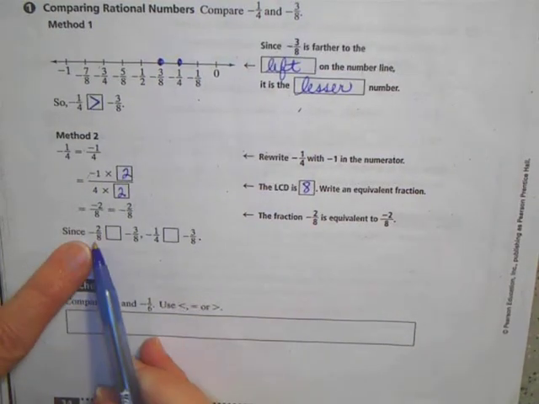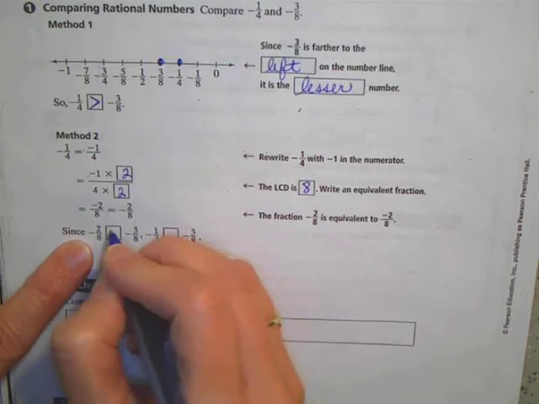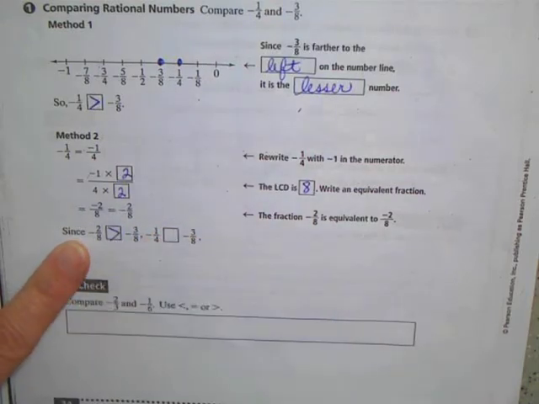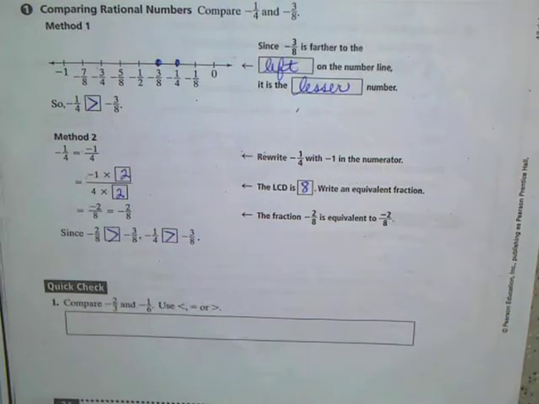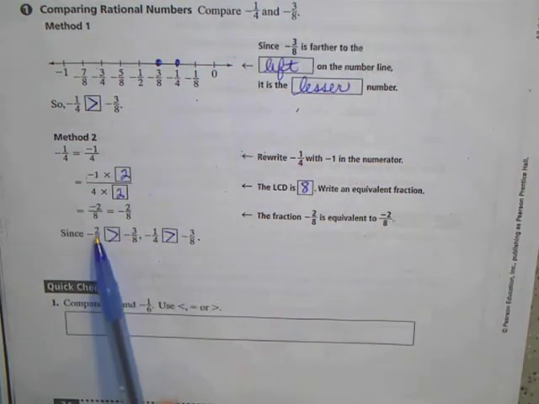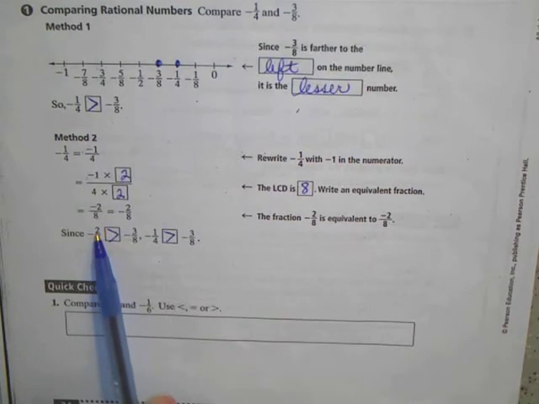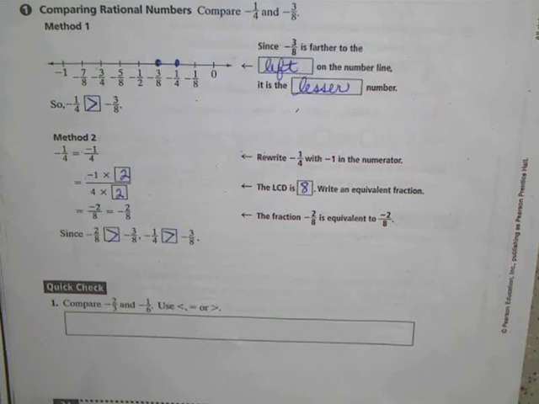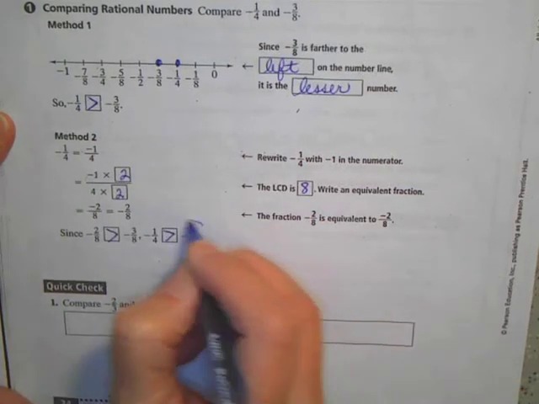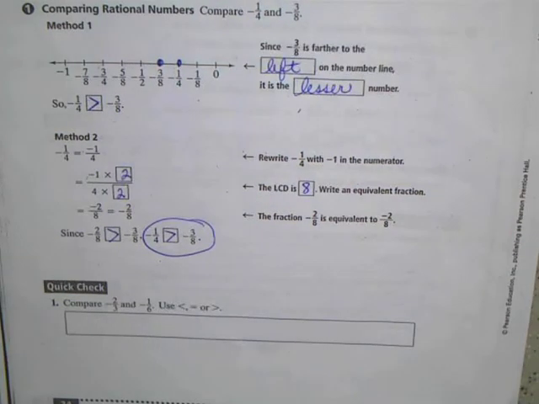Since -2/8 is closer to 0 than -3/8, -2/8 is greater than -3/8. So therefore I can say that -1/4 is greater than -3/8. And in this case, again, if I just consider numerators, -2 is closer to 0 than -3. So that's going to make the -2 larger. So -2/8 is greater than -3/8. Gives me my final answer of -1/4 greater than -3/8.